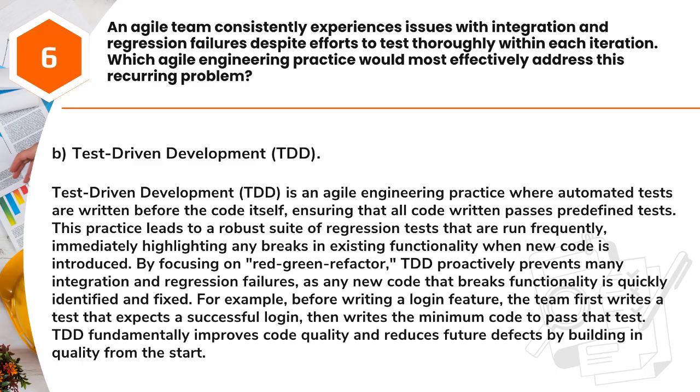By focusing on red-green refactor, TDD proactively prevents many integration and regression failures, as any new code that breaks previous functionality is quickly identified and fixed. For example, before writing a login feature, the team first writes a test that expects a successful login, then writes the minimum code to pass that test. TDD fundamentally improves code quality and reduces future defects by building in quality from the start.